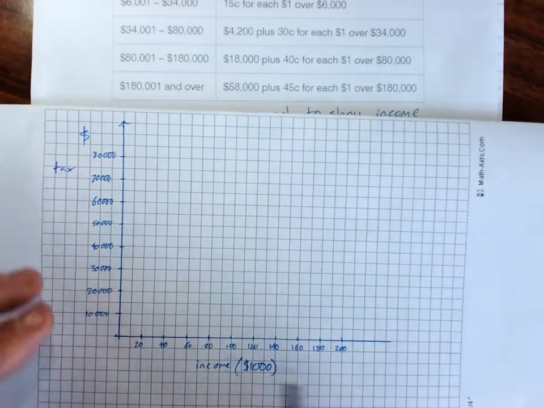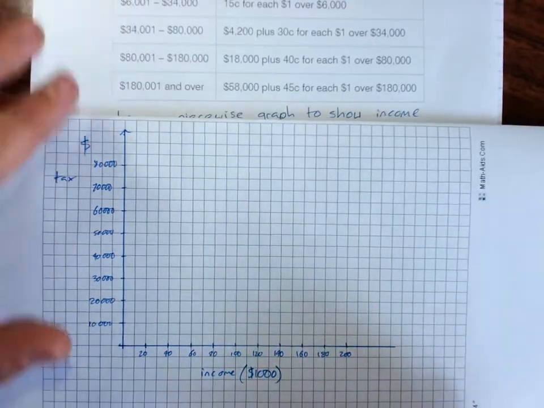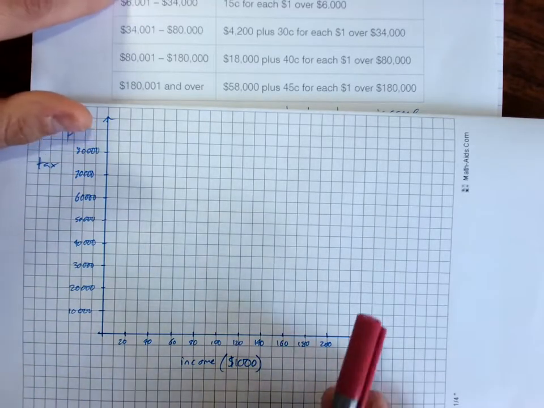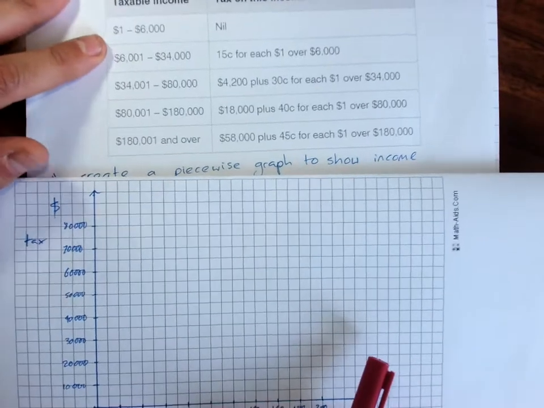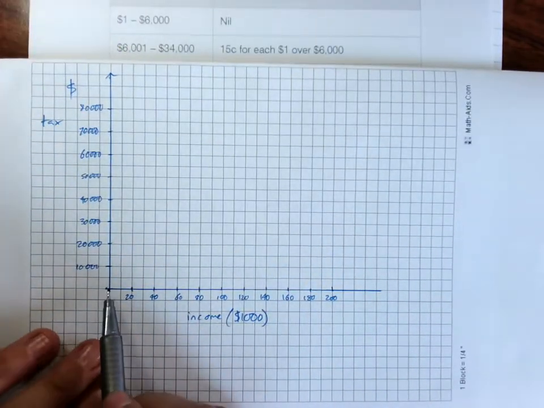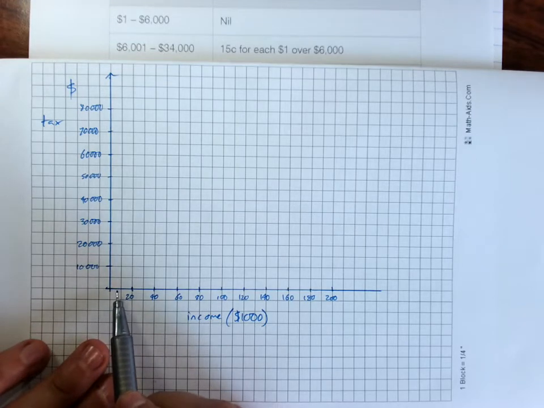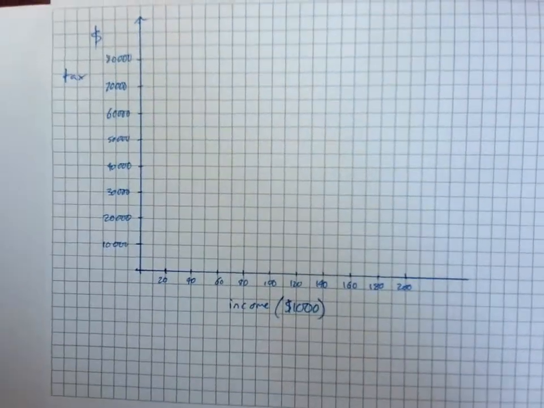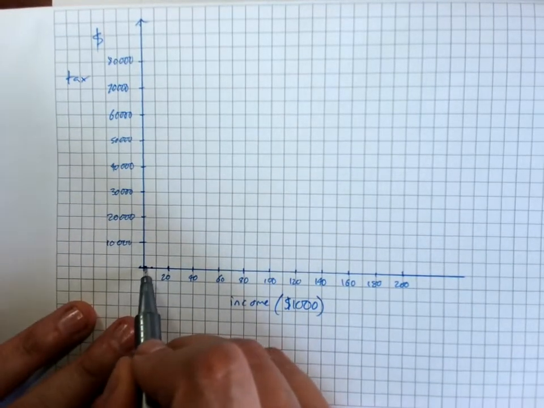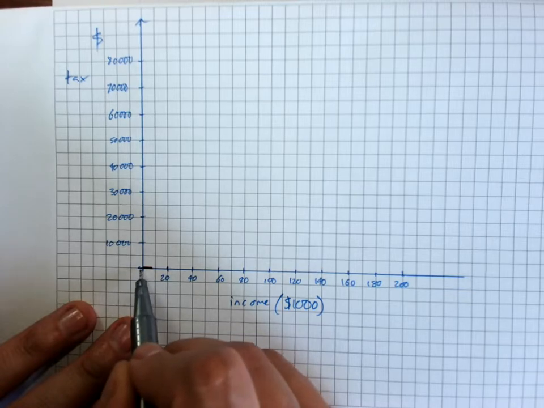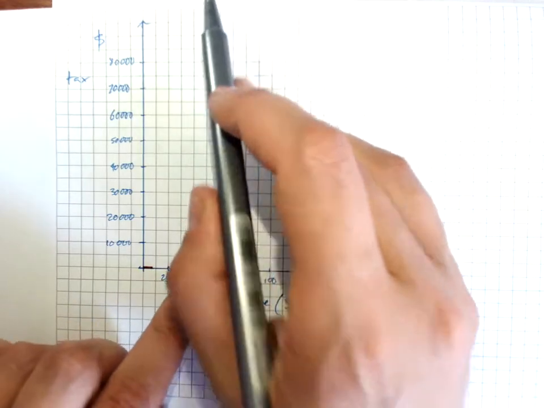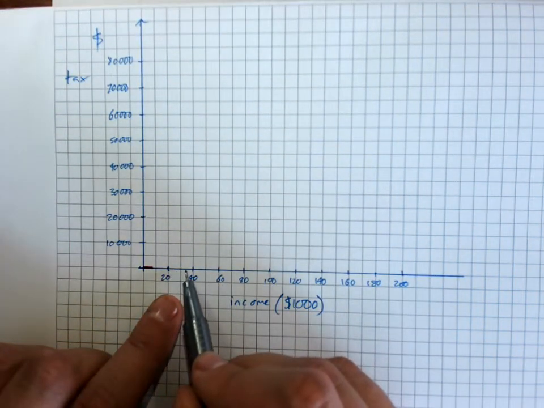Now, it might look like you've got to do a bunch of calculations to do this graph, but you don't. From $1 or from 0 up to 6,000, you pay no tax. So of our income, there's 10,000. Let's zoom in a little. There's 10,000, so 6,000 is about here. That's a line of 0. You pay no tax. From 6,000 up to 34,000.